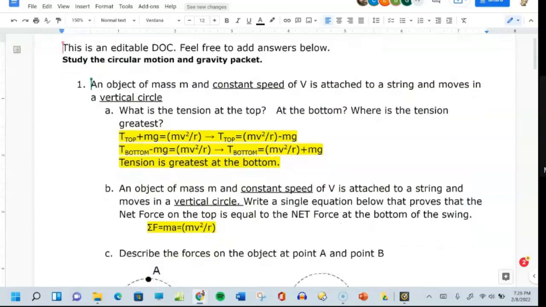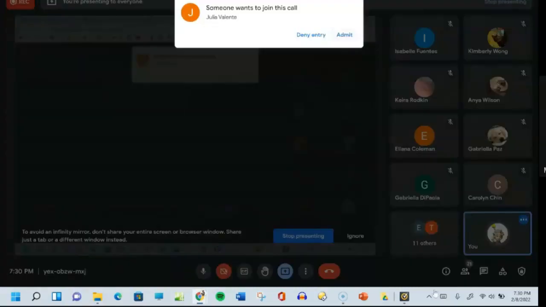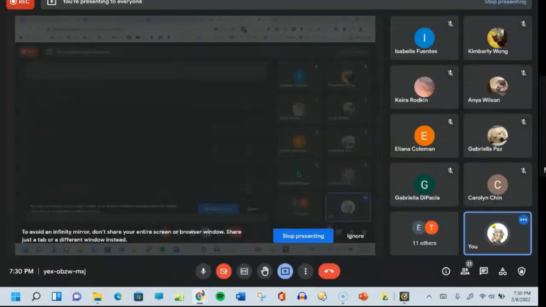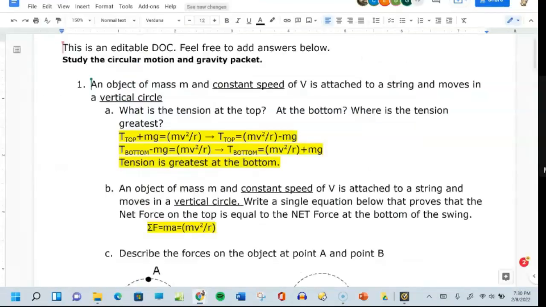So, an object moves at constant speed, attached to a string, moving in a vertical circle. Constant speed, vertical circle. What is the tension at the top?